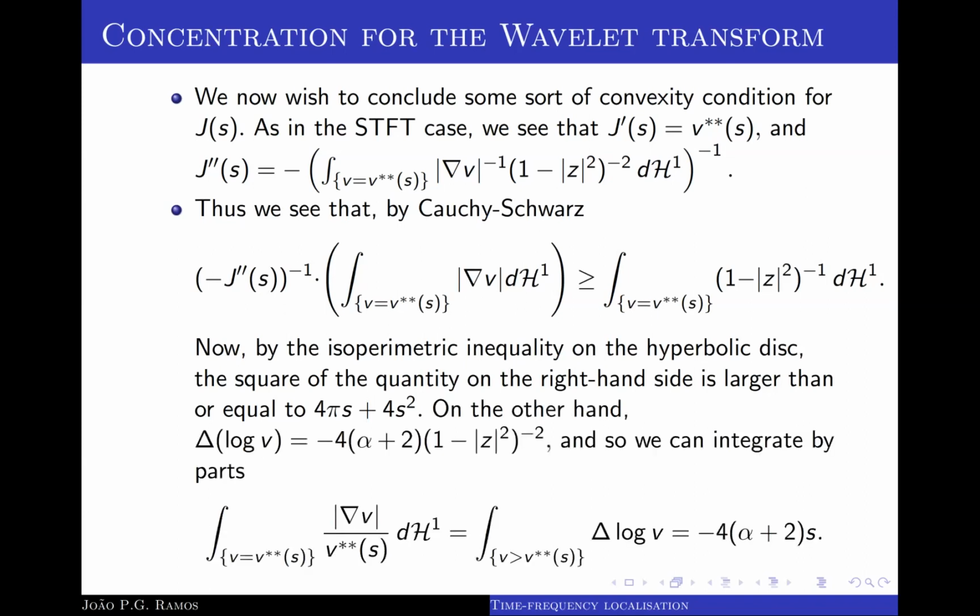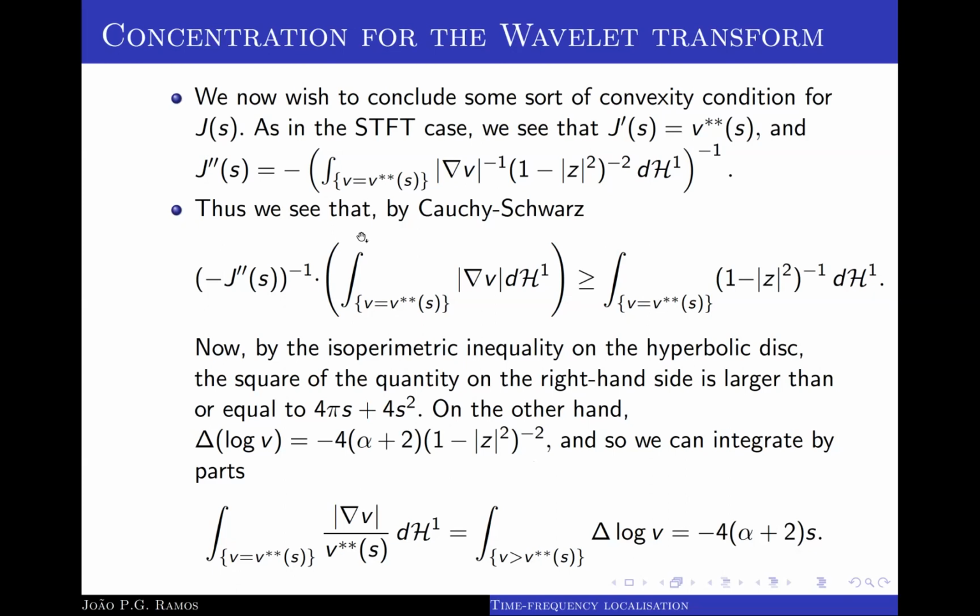Next step is, why is it interesting to use this integral over v equals v star star of the modulus of the gradient? Because we can integrate by parts, and we know what the Laplacian of log v looks like. The log v, as we said, is a product of an analytic function with something like (1 minus modulus of z squared) to a power, then the Laplacian of log v is equal to this expression on screen, minus 4 (alpha plus 2) (1 minus modulus z squared) to the minus 2.